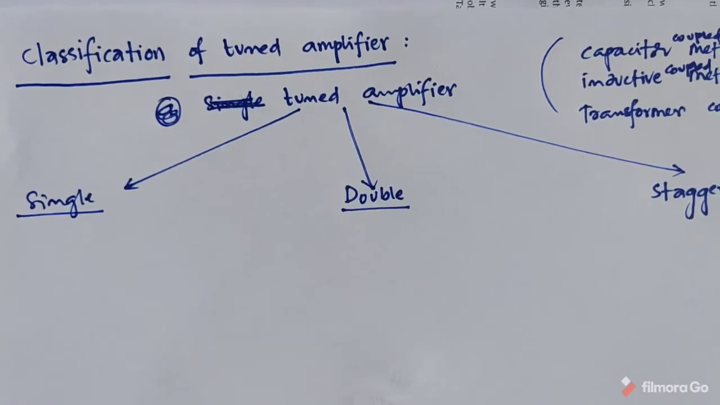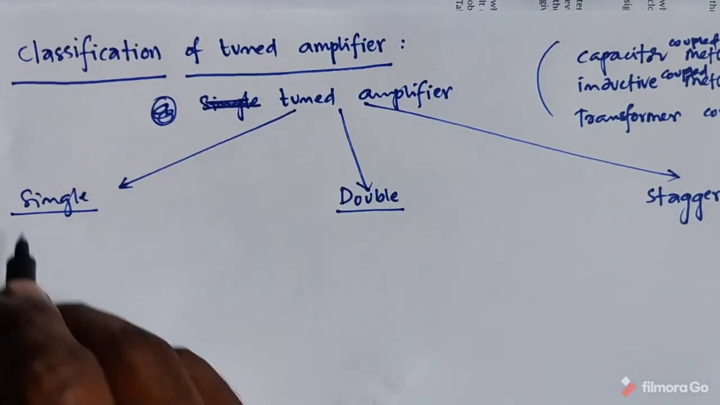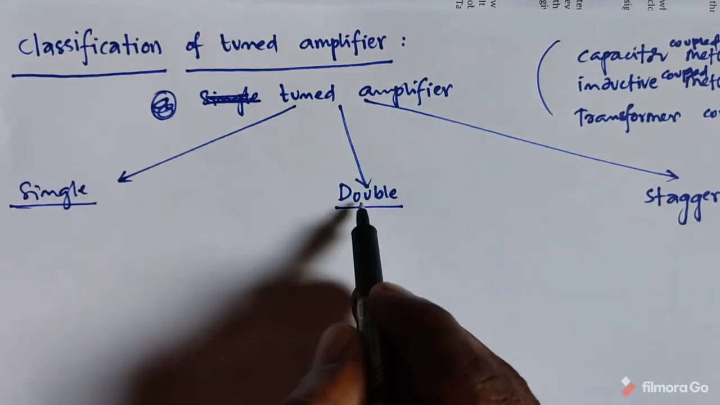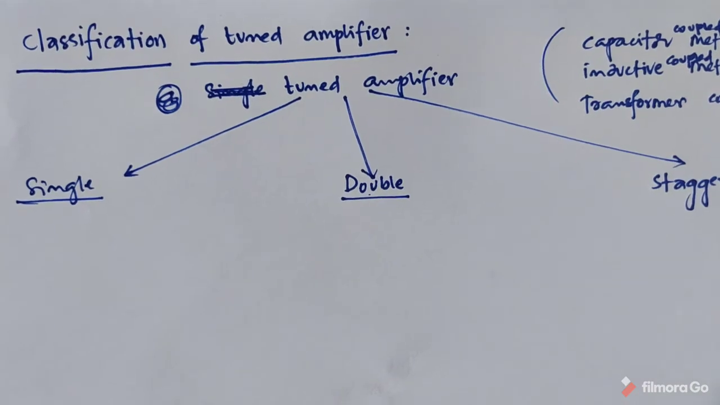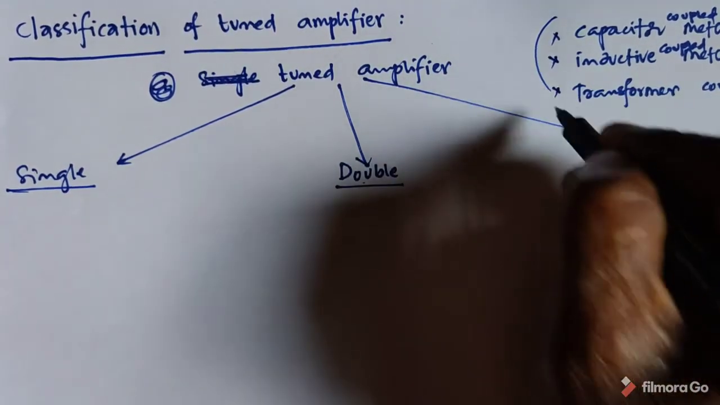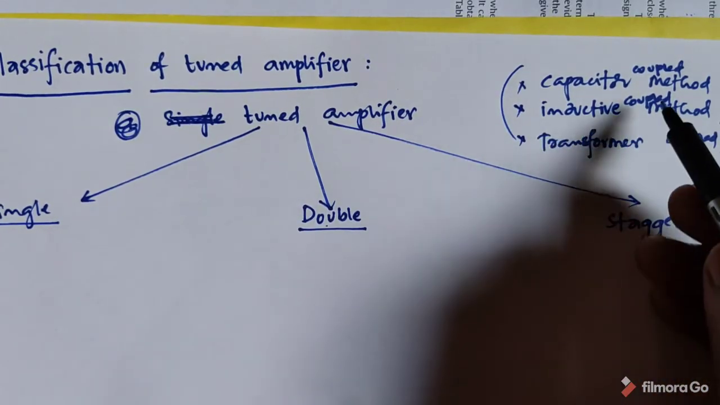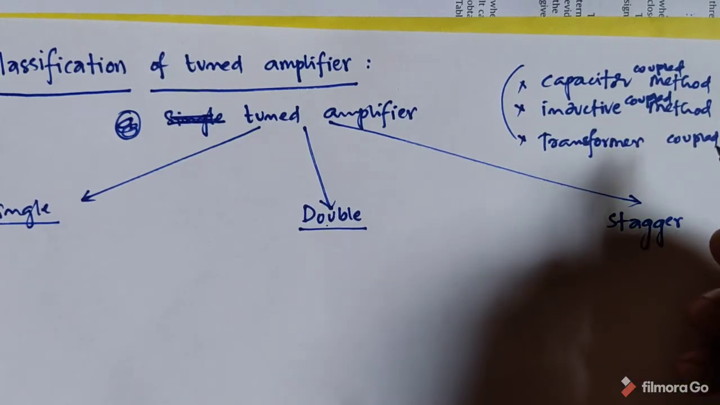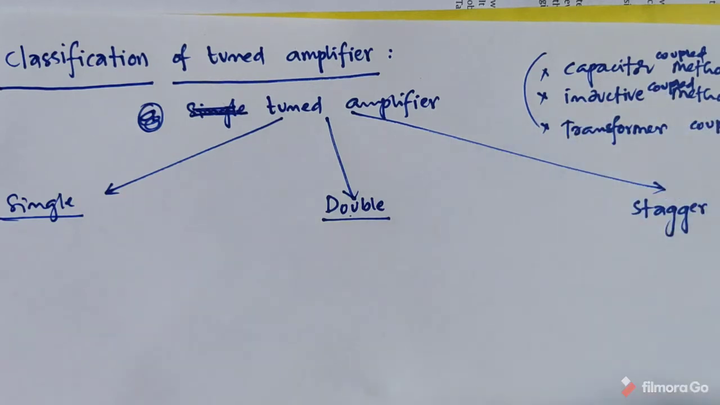This is the classification of tuned amplifiers. Tuned amplifiers have three types: single tuned amplifier, double tuned amplifier, and staggered tuned amplifier. To design these amplifiers, we widely prefer three types of coupling: capacitor coupled method, inductive coupled method, and transformer coupled method. Coupling means the type of connection we use between two stages.